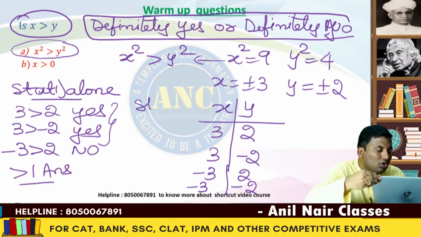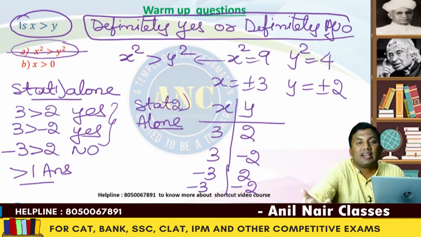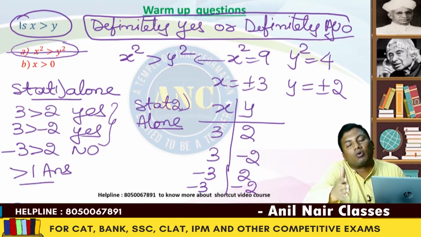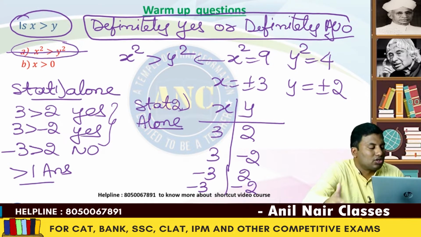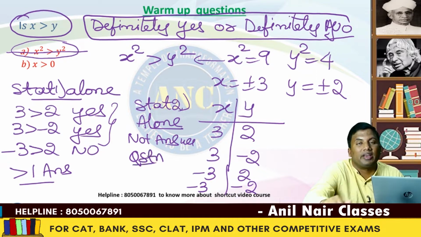Then I will go to statement 2 alone. Statement 2 alone says x is greater than 0. There is no value on y. He is only talking about x, but the question is about x and y. So with statement 2 alone I cannot answer the question, because he is only specifying x.